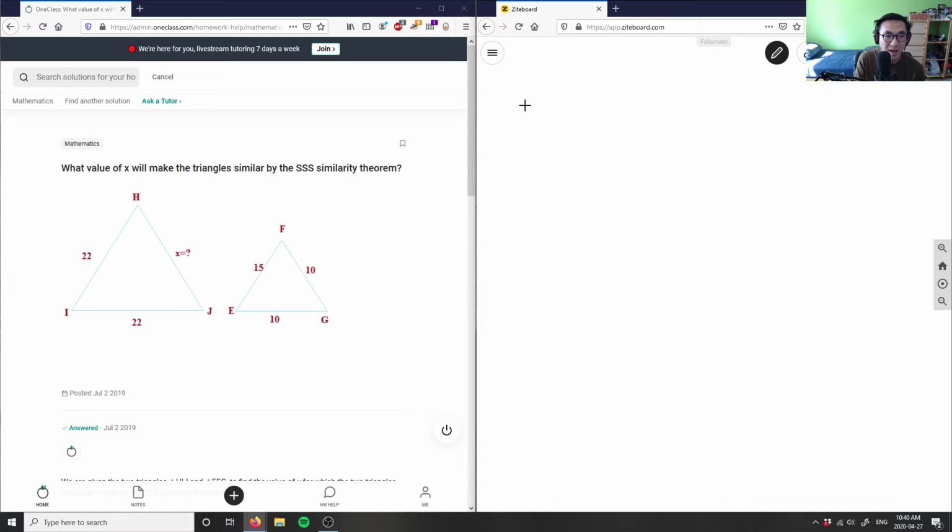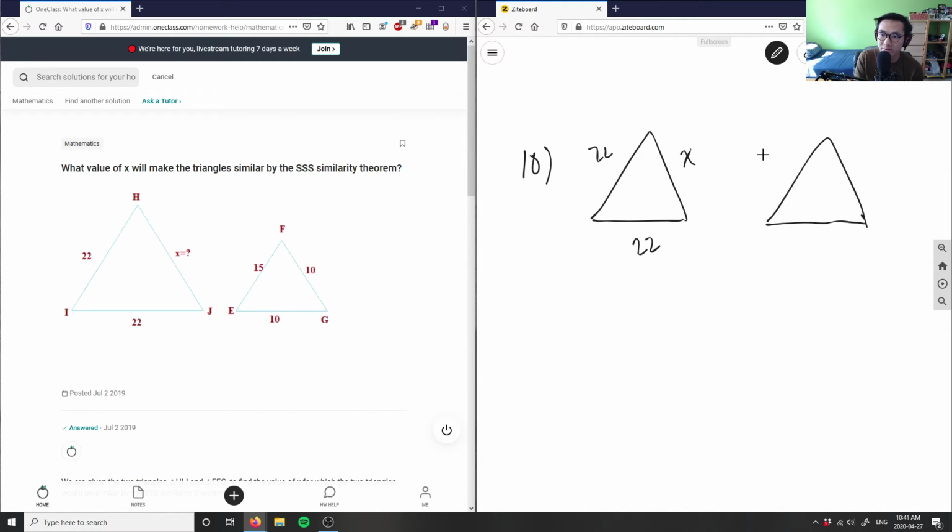So it says, what value of x will make the triangle similar by the SSS similarity theorem? So this here is 10. So we have 2 triangles here. One triangle is 22, 22, and x. And I have another triangle here. The size, it's not to scale, obviously. 15, 10, and 10 here. It's asking us what value of x will make this triangle similar by SSS similarity theorem.